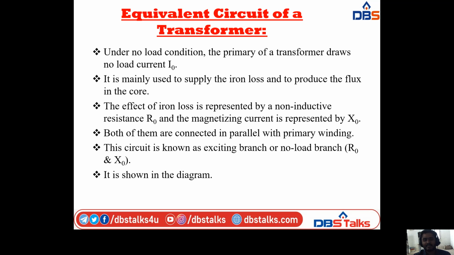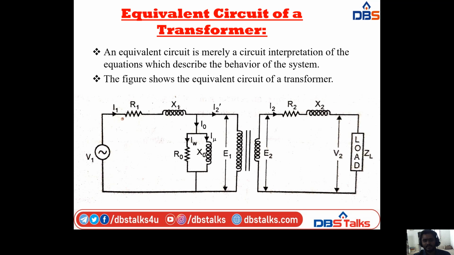Firstly I will take the no load condition. Under no load condition, what will happen? The primary of a transformer draws no load current I0. That is this one, I0. So at no load the primary draws a current I0.